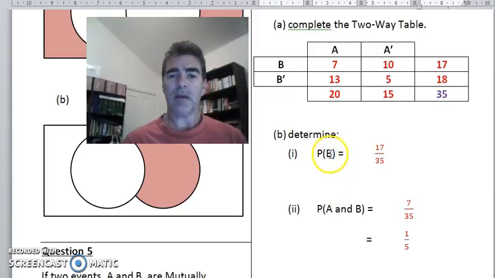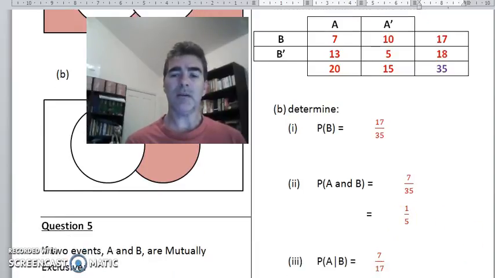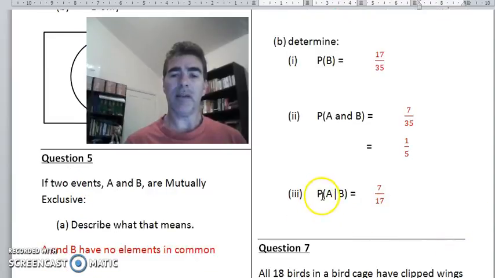The probability of those in B, there's our B, altogether in B is 17 out of the 35. So we write that as a fraction and simplify if we can, which in this case doesn't. The second part, probability of A and B. So there's A and B, so there's 7 out of the 35 possibilities, and that does simplify to 1 on 5.